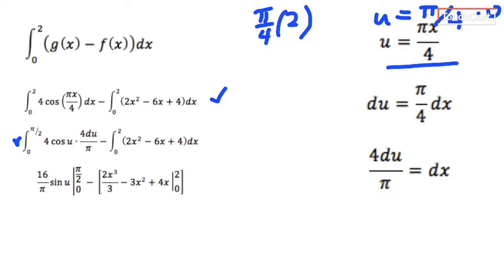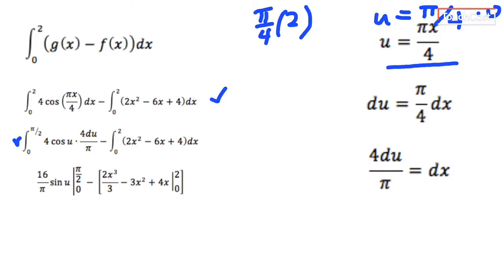So for me, changing limits, I find it to go faster. You have no obligation to. If you wanted to leave the limits off and put them back at the end, once you found the antiderivative and put your u back, that's fine. But I changed my limits.